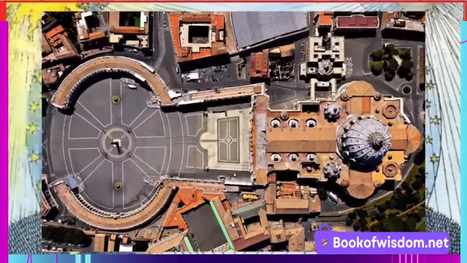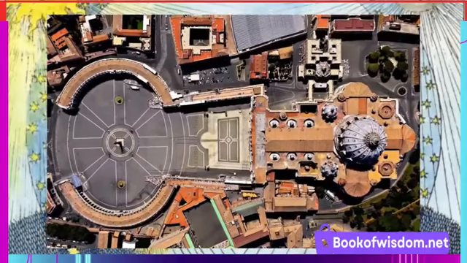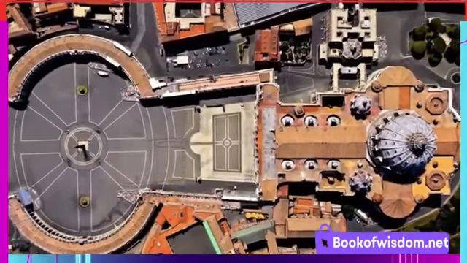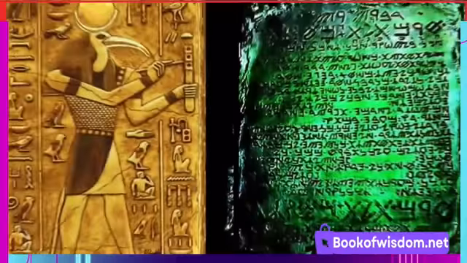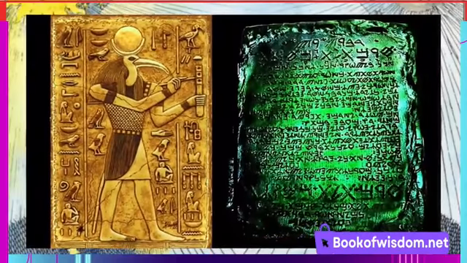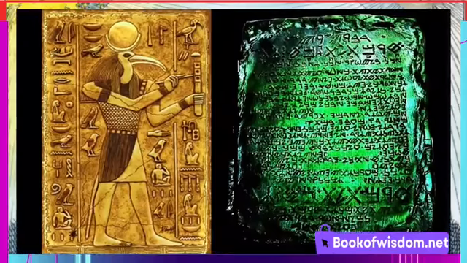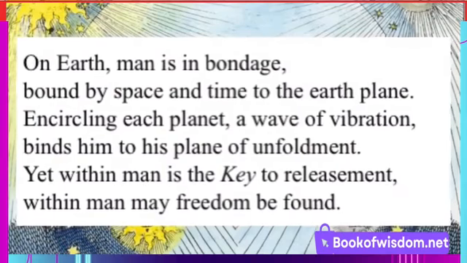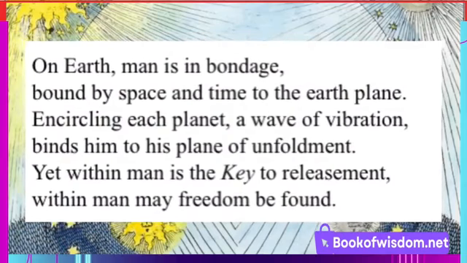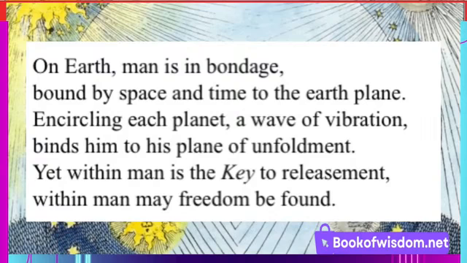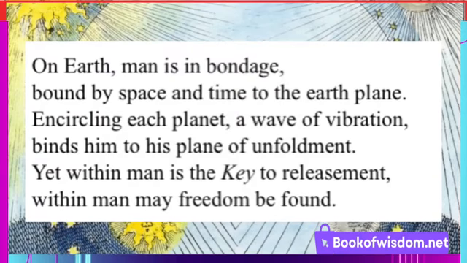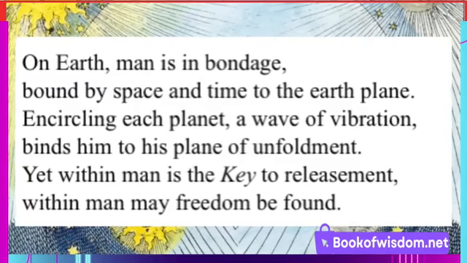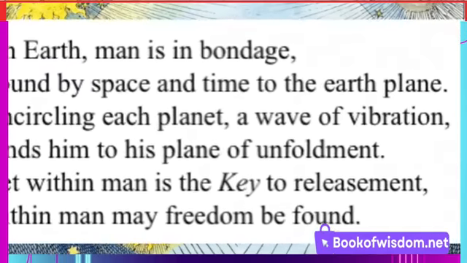So the key to ascension is held by the Vatican, hence why it's a giant key, because they mislead the masses through their religions, which teaches the masses to look outside of themselves. As stated in the 20,000-year-old Emerald Tablets, written by the Egyptian god Thoth: On Earth, man is in bondage, bound by space and time to the Earth plane. Encircling each planet, a wave of vibration binds him to his plane of unfoldment. Yet within man is the key to releasement. Within man may freedom be found.